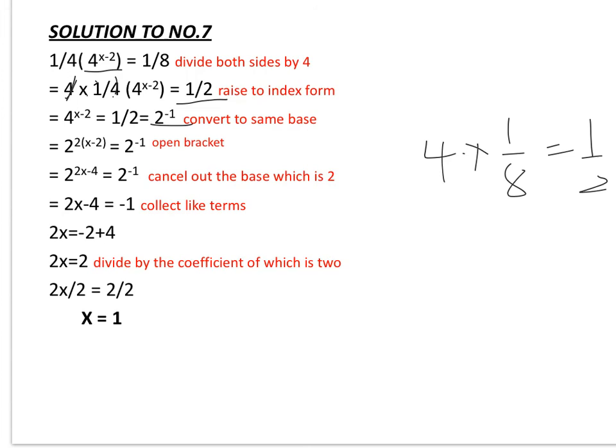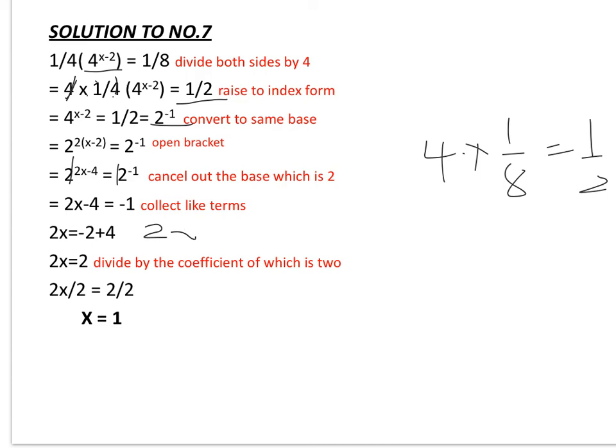2 raised to power 2x minus 4 is equal to 2 raised to power minus 1. Cancel out the bases. We have 2x minus 4 is equal to minus 1. Since they are in the same base, you can just cancel out the base and work with the powers. So we have 2x minus 4 is equal to minus 1. Collecting like terms, we have 2x equal to minus 1 plus 4.